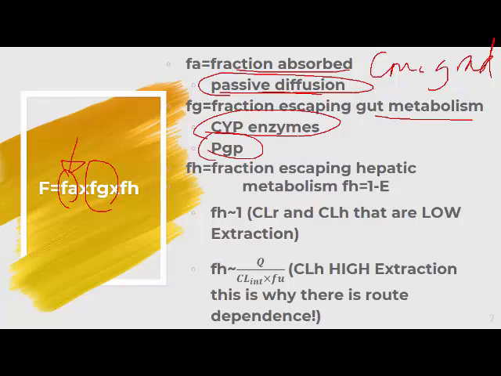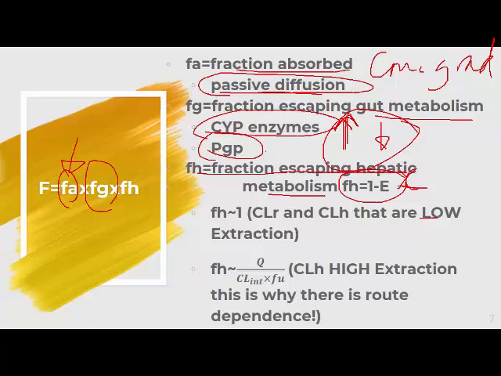These enzymes and P-glycoprotein can be inhibited and enhanced, so we can have them blocked or we can have them increased. So that is a site of drug interaction. So is the fraction absorbed. Then we also have the fraction that escapes hepatic metabolism, which you now know is equal to 1 minus E, E being the extraction ratio for hepatic clearance. So how much drug makes it through that liver.